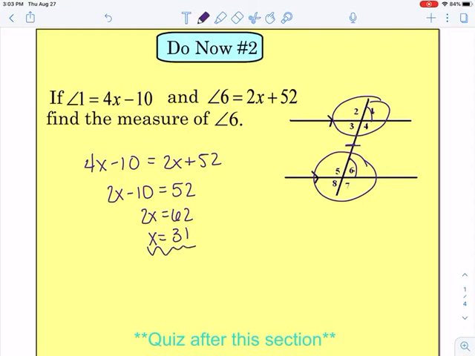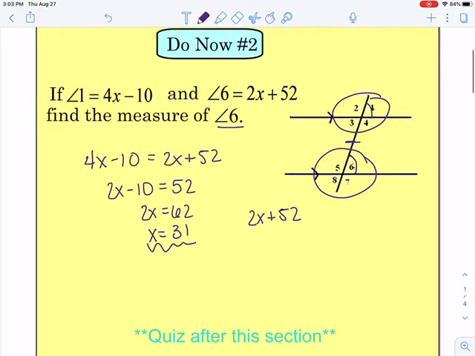So x is 31. Again, just be careful. It didn't ask you to find out what x is. It asked you to find the measure of angle 6. So I need to take that and plug that back into 2x plus 52. So I'll have 2 times 31 plus 52. 2 times 31 is 62. And if I add 52 to that, I'm going to get a total answer of 114. So the measure of angle 6 is going to be 114 degrees.